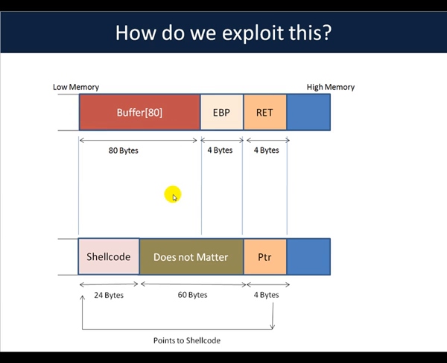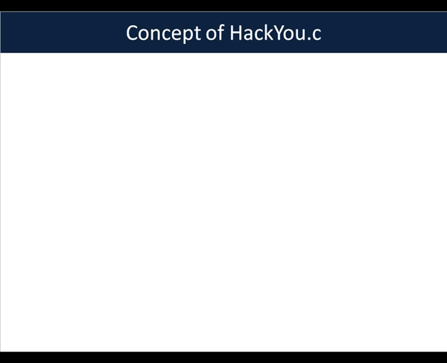Now if you look at it, I've mapped it exactly to the previous stack layout. So basically what needs to happen is that in place of buffer and EBP together, we would basically have our shellcode and some padding wherever required, depending on the size of the shellcode. And then on the return address, which is stored on the stack, we need to override that with our own pointer to the shellcode, right? So this is what we have to do. So how do we go about doing this?